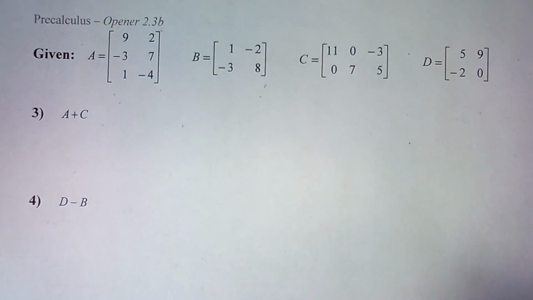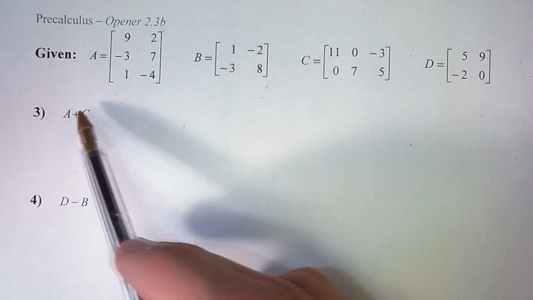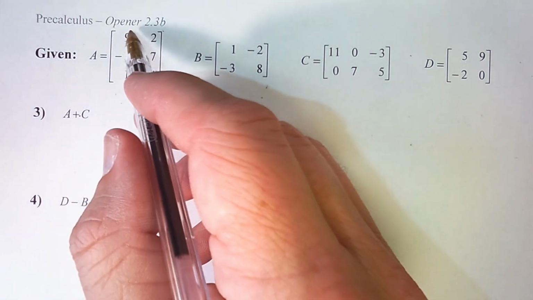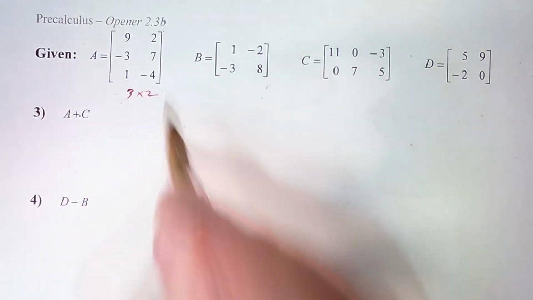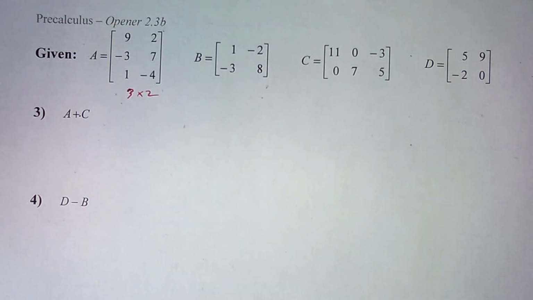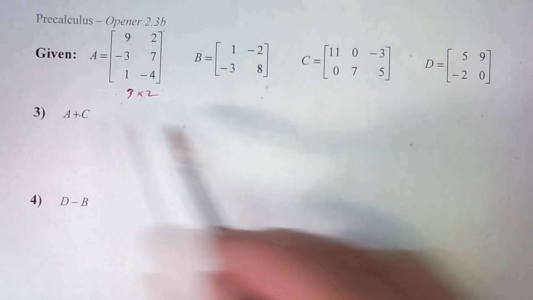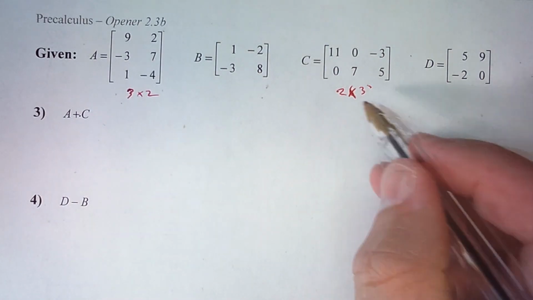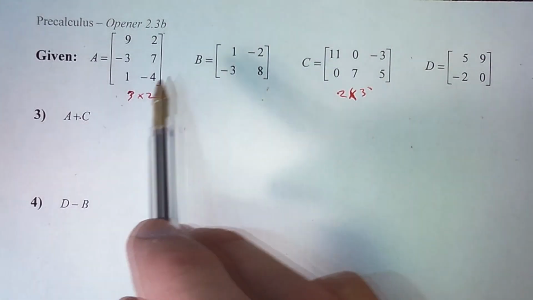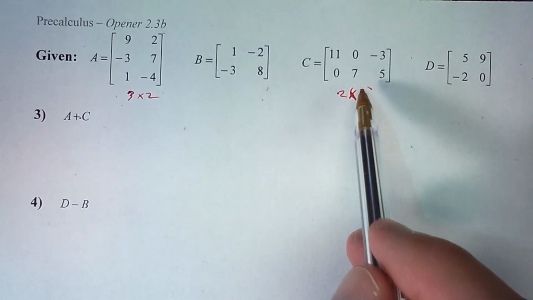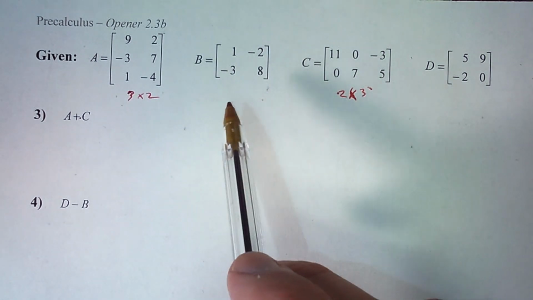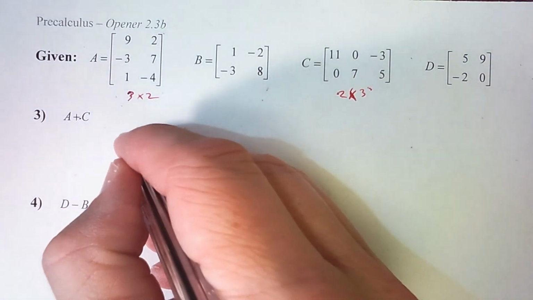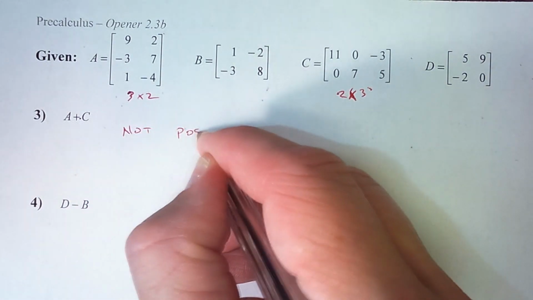Okay. Number 3, add matrix A plus matrix C. Okay, now matrix A is 3 rows by 2 columns. Matrix C is 2 rows by 3 columns. Those do not have the exact same dimensions, so I cannot add them. So this is not possible.